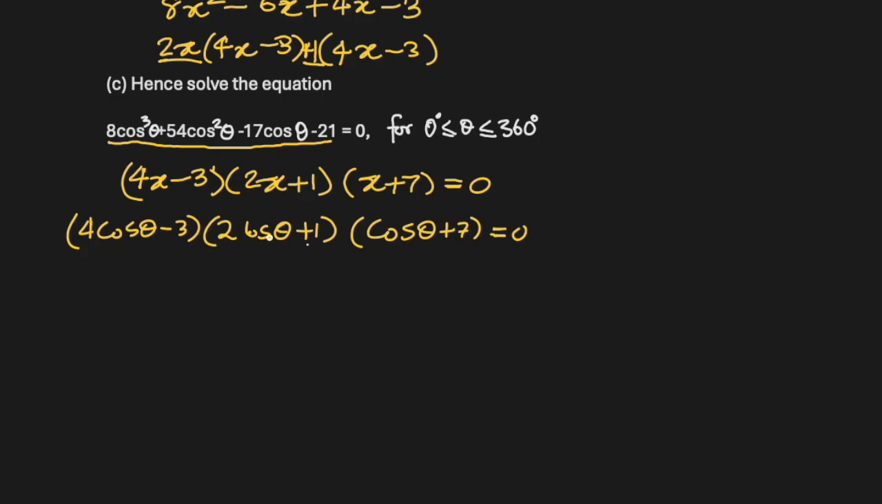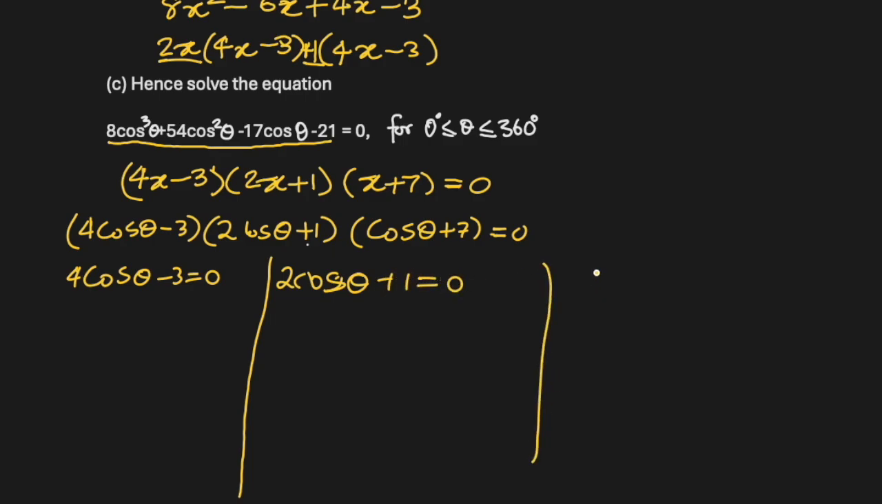So multiplication of different parts is equal to 0 only if one of them is 0, right? So we don't know which one is 0, so we'll equate every one equal to 0, every condition, so that it gives us some solution. So 4 cos theta minus 3 is equal to 0. This will give us the first solution. Next will be 2 cos theta plus 1 equal to 0. And the third one gives us cos theta plus 7 equal to 0.